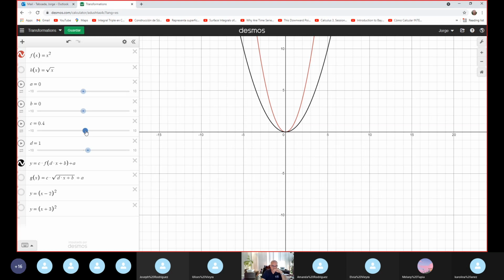However, if C is negative, specifically -1, let me try -1. It's a perfect reflection about the x-axis. The x-axis behaves like a mirror, and the transformed function is the image of the original. Do you see? Yes.